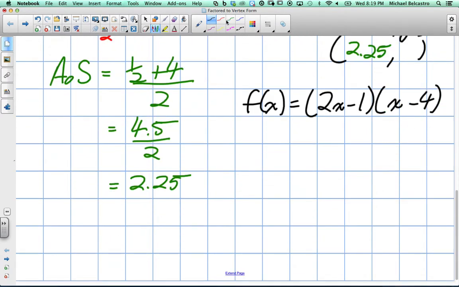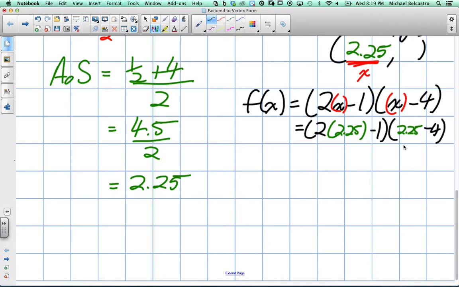Yes, that's right. Okay, so we're going to take this value and replace x in both these situations, since this is the x value. And we get 2 times 2.25 minus 1. So we've got to be good with our math here. And then 2.25 minus 4.